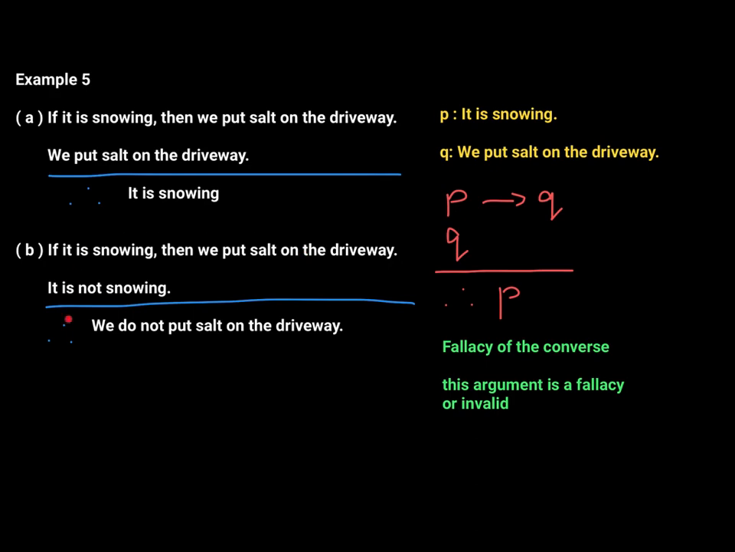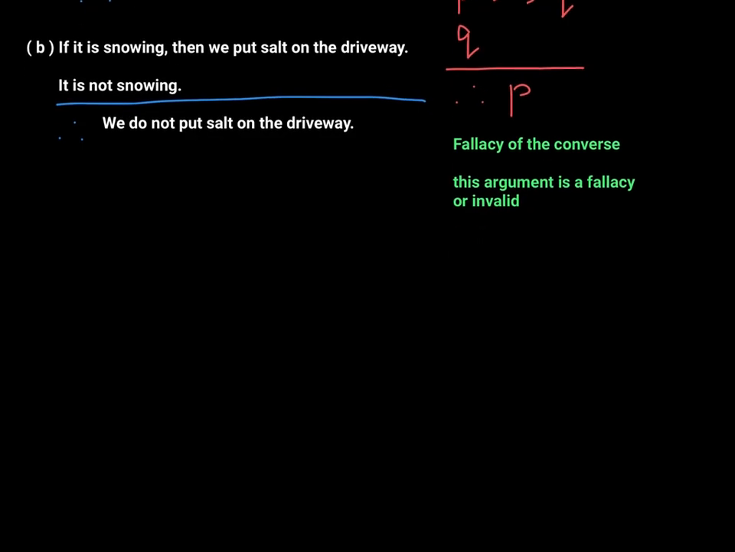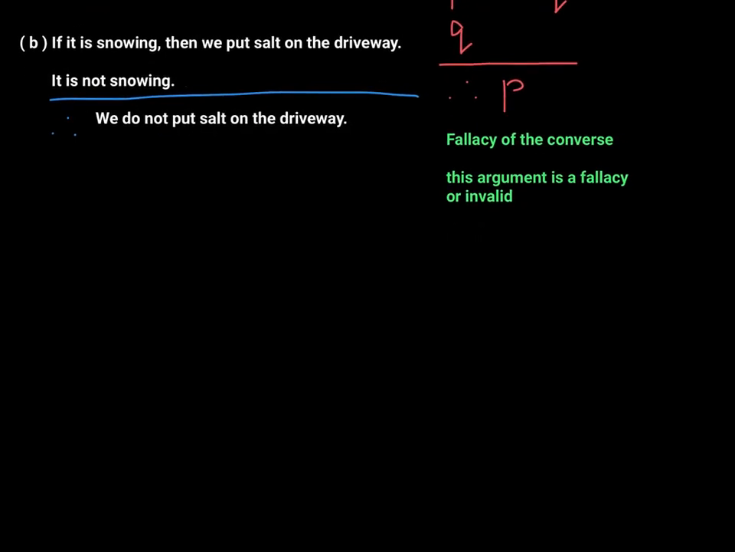All right, I'm going to move the board up a little bit. If it is snowing, then we put salt on the driveway. Hold on, let me set this up for us. If it is snowing, then we put salt on the driveway. So if P, then Q. It is not snowing, so it is not P. Therefore, they are concluding we do not put salt on the driveway. So we conclude not Q. All right, so this is a fallacy of the inverse.